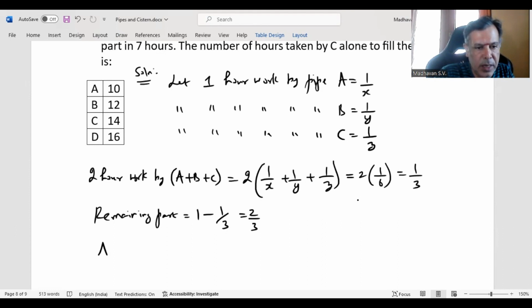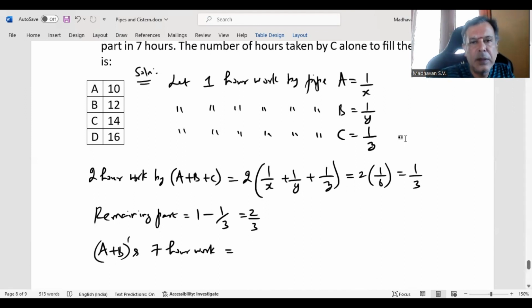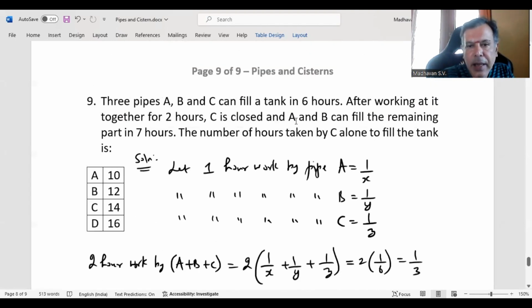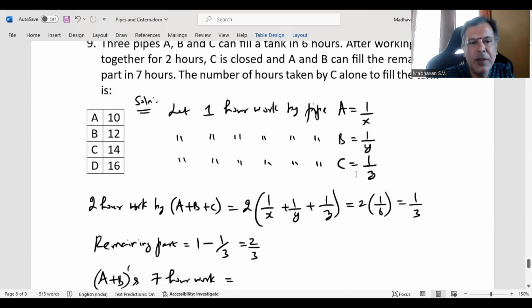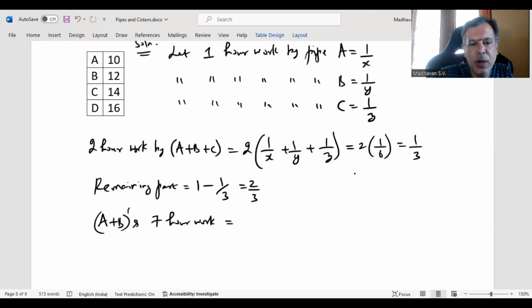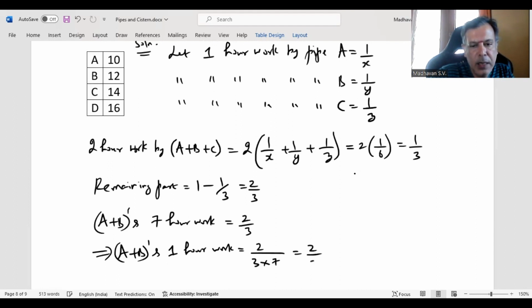Now, let us do one more thing. A plus B's 7-hour work, because they say A and B can fill the remaining part in 7 hours. That means A plus B's 7-hour work has to be equated to 2 by 3. Which means A plus B's 1 hour work should be 2 divided by 3 into 7 or 2 by 21.